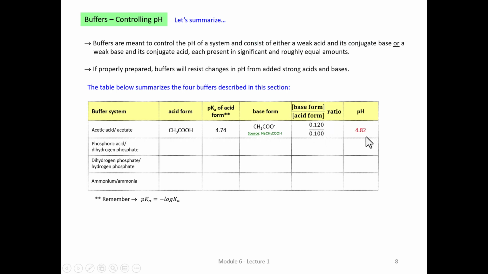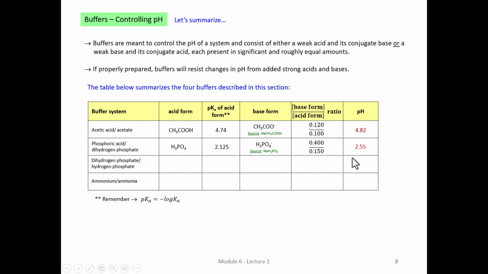For the phosphoric acid dihydrogen phosphate buffer, the acid form was, of course, phosphoric acid. The pKa of that acid form was 2.125. The base form was dihydrogen phosphate, and the source of that was sodium dihydrogen phosphate. The ratio of base form to acid form was this, and the pH was 2.55.